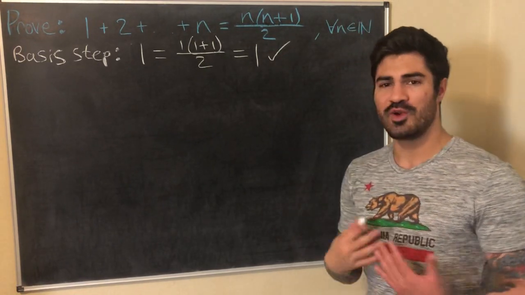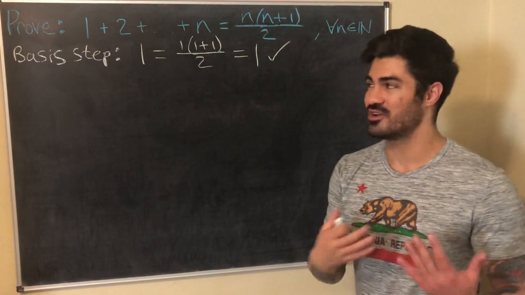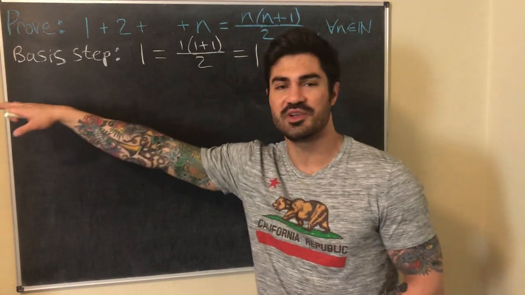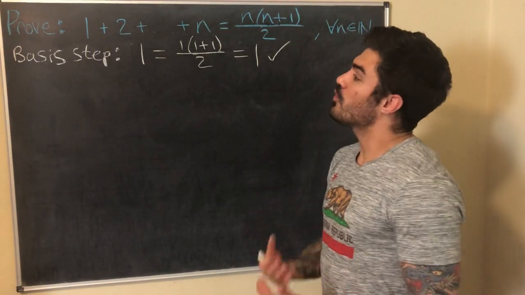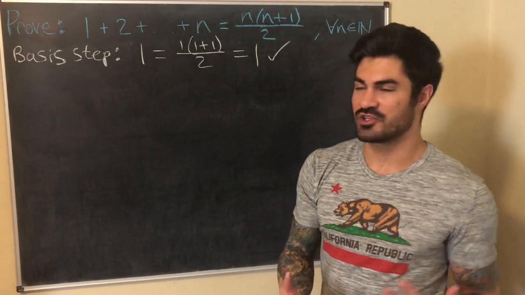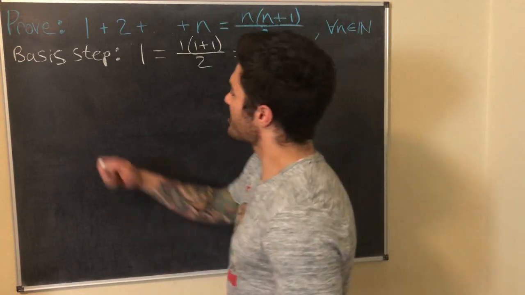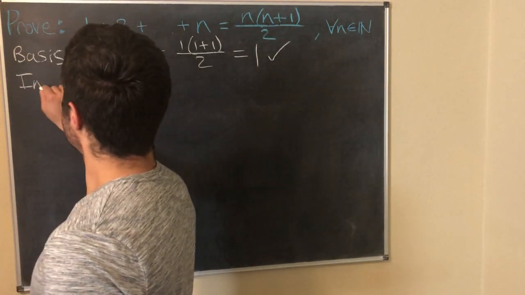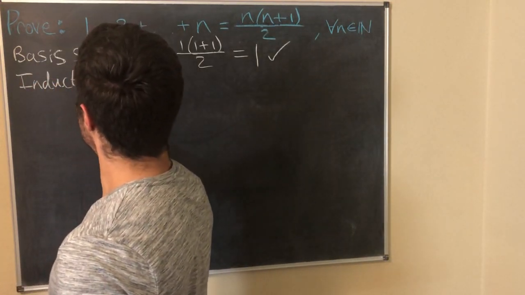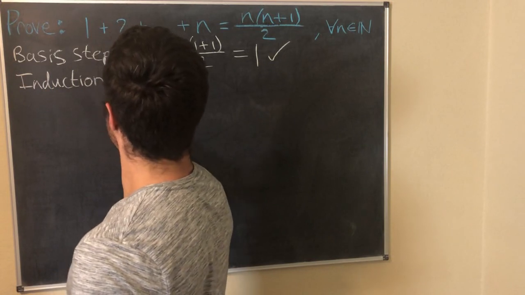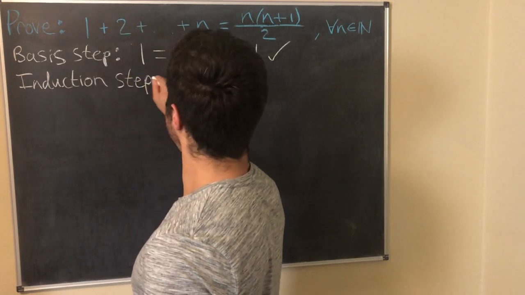And what you want to do if you're writing this out formally and turning it in or on an exam is you'd probably want some kind of concluding statement. Like, therefore, we have established a basis for induction, or therefore the statement is true when n equals 1, something like that. But I need all the board space I can get, so I'm just going to go to the induction step. This is our next step, and I'll leave you to write that out.